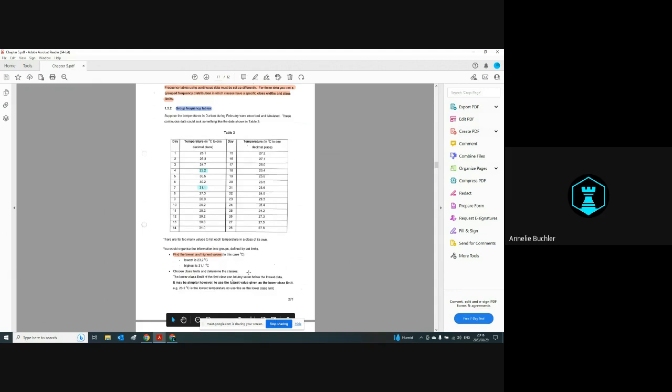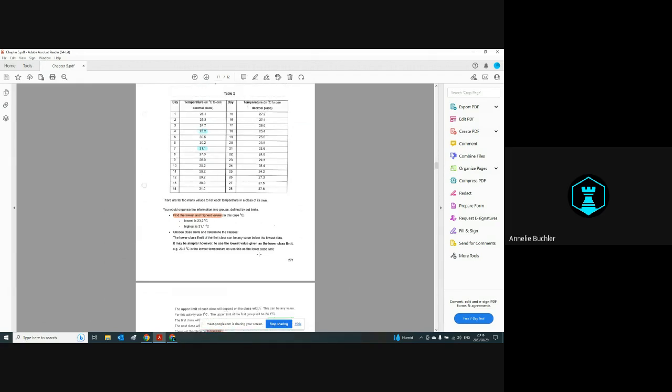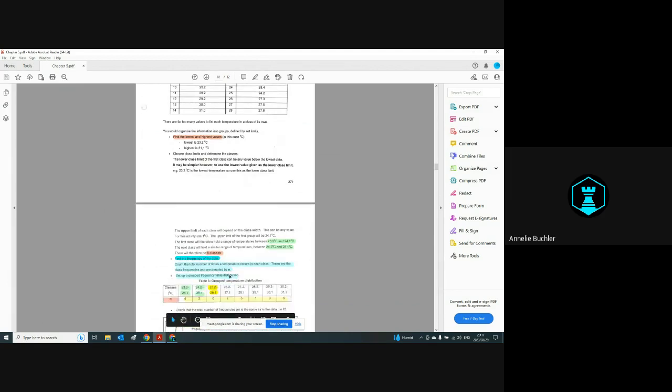Choose the class limits and determine the classes. Now, there will be 8 classes. Okay, the upper limit of each class will depend on the width. I want to see why they say there's 8 classes, because if you look at the various degrees over here, there's only 8 of them, okay? If you look, the first class will hold a range of temperature between 32.2 Celsius and 24.1.